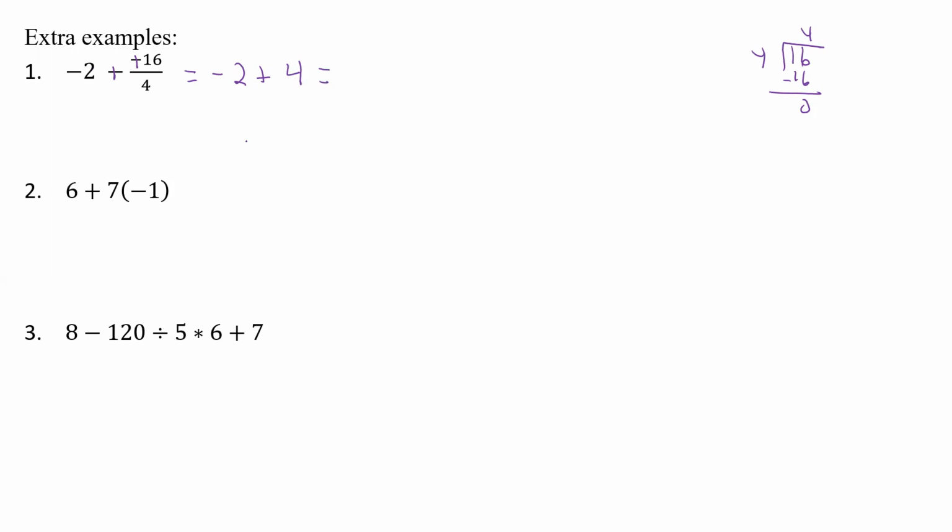Now what's 4 minus 2? Well, that's just 2. Okay. And again, first we got rid of the negative times the negative, then we took 16 divided by 4, and then we took and added those two numbers together.